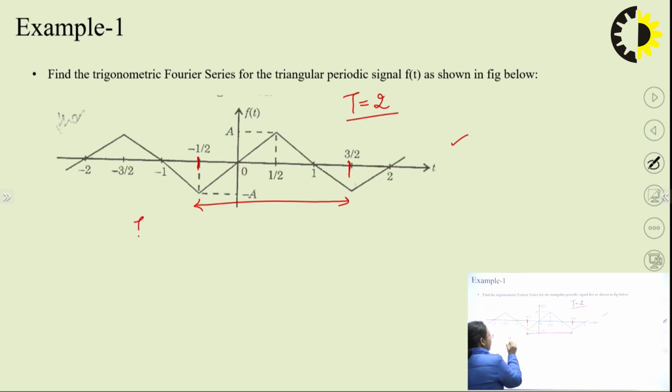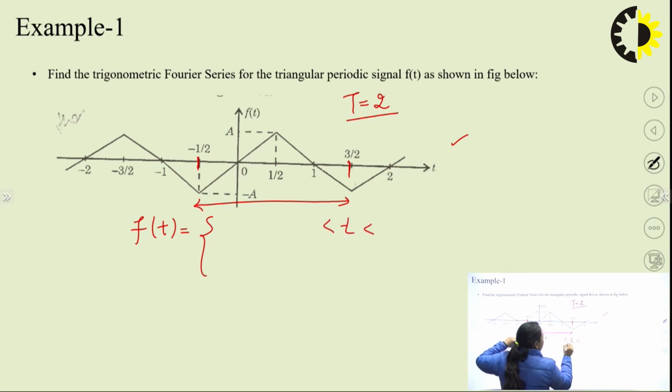Now I'll create the function f(t), whose value will be t when t lies between -1/2 and 1/2, and from 1/2 to 3/2.